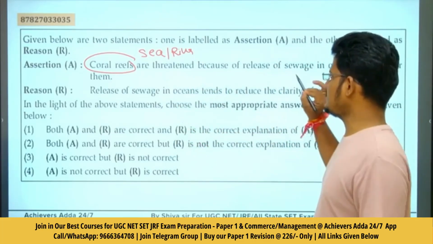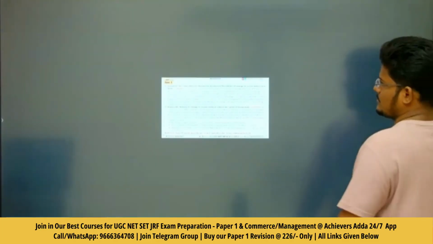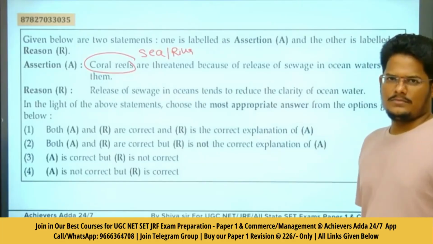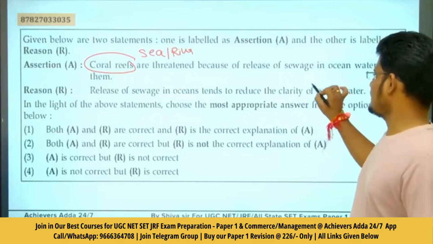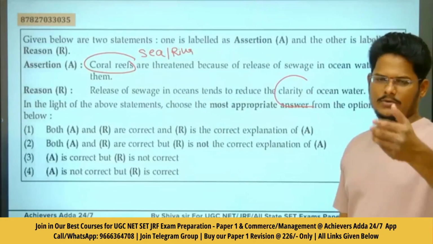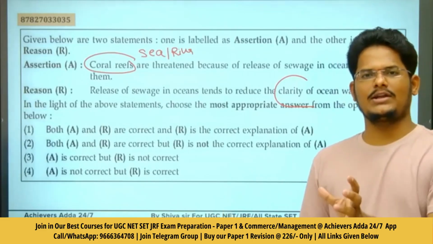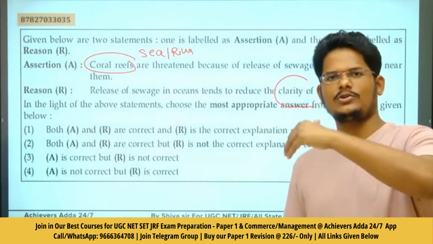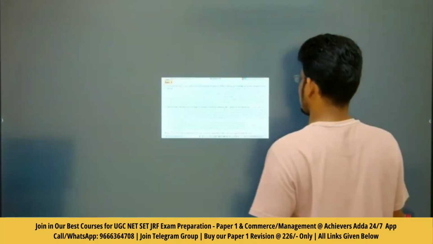This coral reef, obviously will die because of this high release of polluted water into them. Release of sewage in the ocean tends to reduce the clarity of ocean water, obviously. So both are true. When the polluted water goes and mixes with clean water, obviously the clarity of ocean water will come down. Take oligotrophic water: when polluted water goes into the oligotrophic water, the blue color or white color water will be converted into green color or some other color. Even black color also, like muddy water.